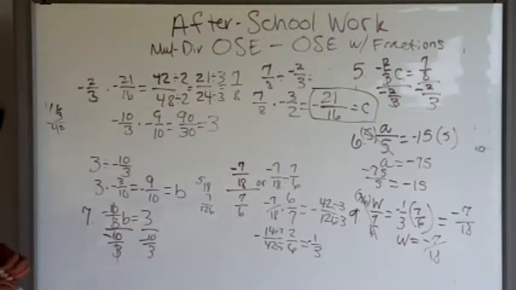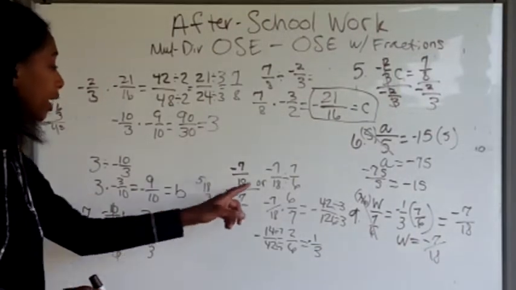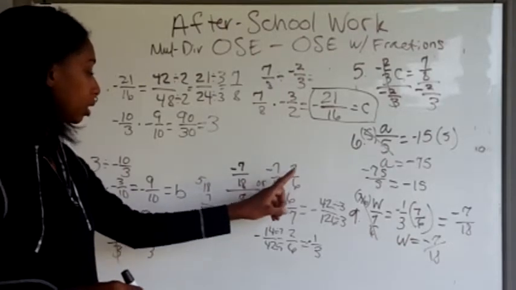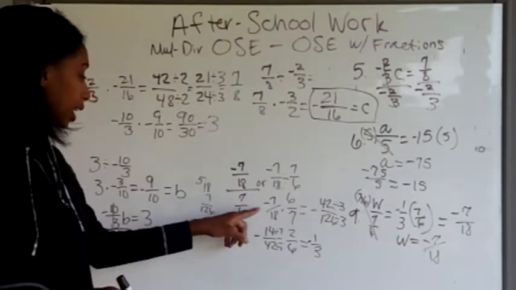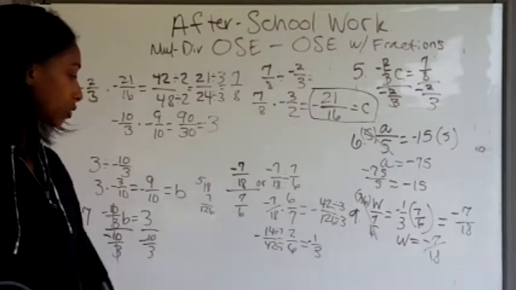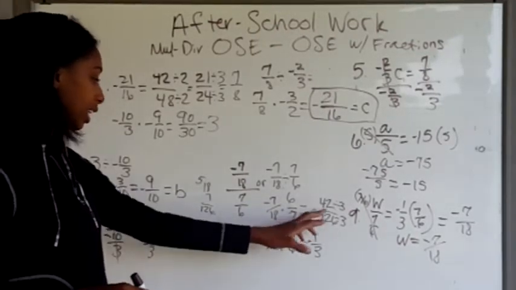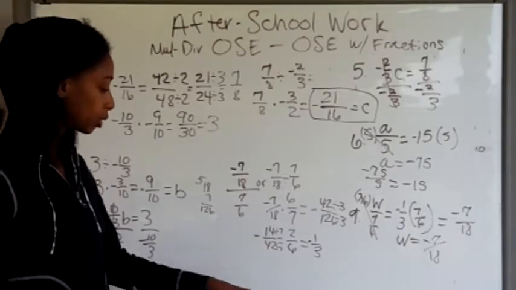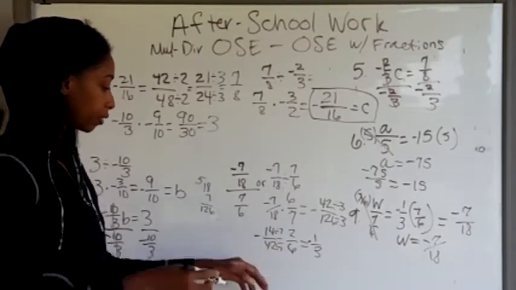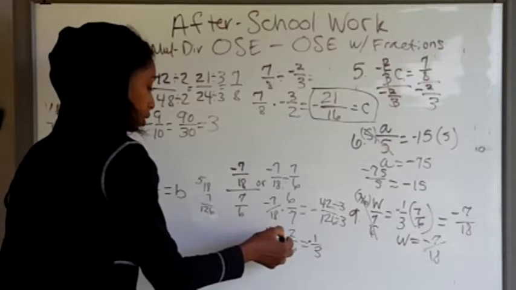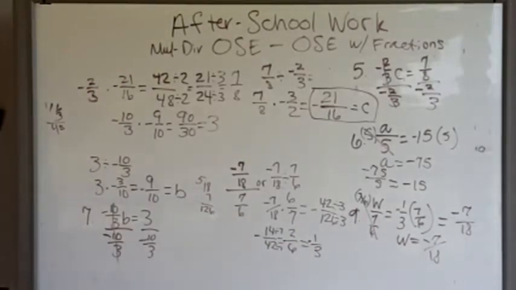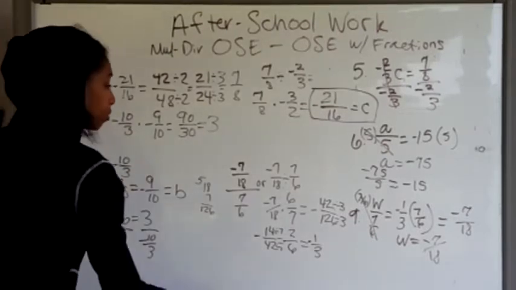Remember to carry your negatives, because we had negative 7/18 divided by positive 7/6, so then it was negative 7/18 times positive 6/7, which gave us negative 42 over 126, and reduce that to negative 14 over 42, and reduce it to negative 2/6, and then reduce it to negative 1/3, which is correct. Alright.